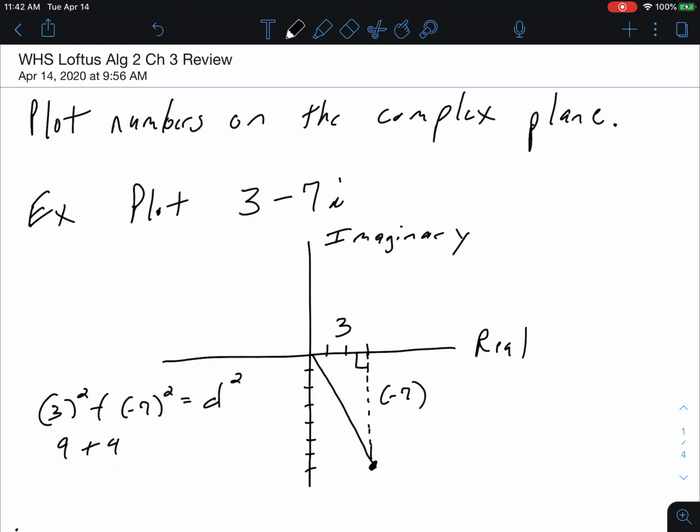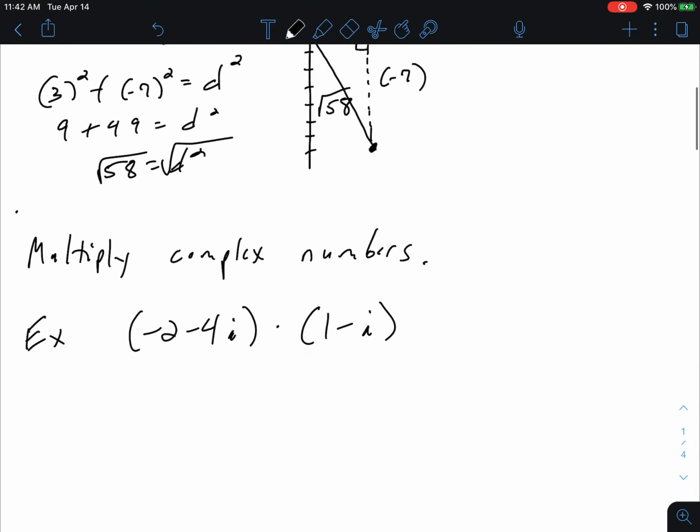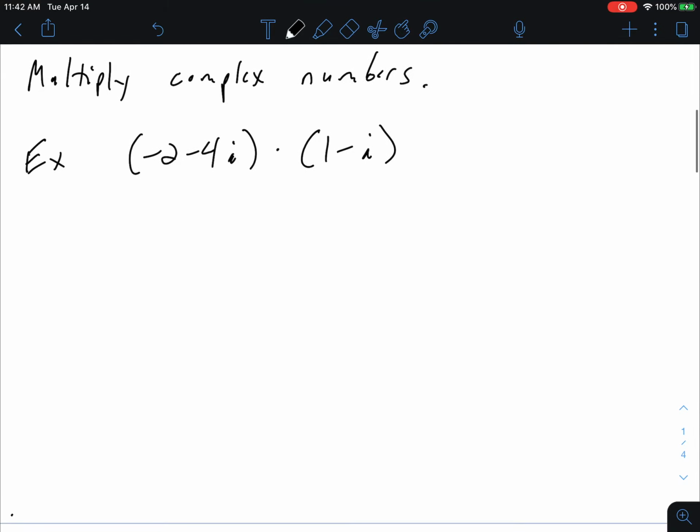So we'd be looking at 9 plus 49 here equals d squared. That's going to be 58. Square root both sides, and there you have it, okay? So just, again, not being asked to do that on this assignment, but we had done that in the past, so just wanted to point out how that relates back for you. Okay, so that's one type of problem you're going to do, and it should be about 4 problems on each.